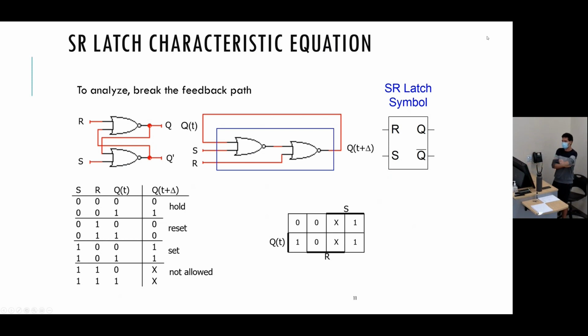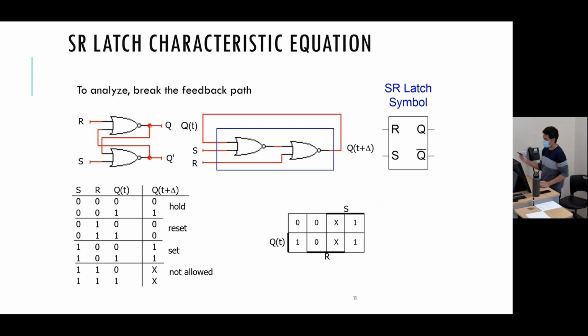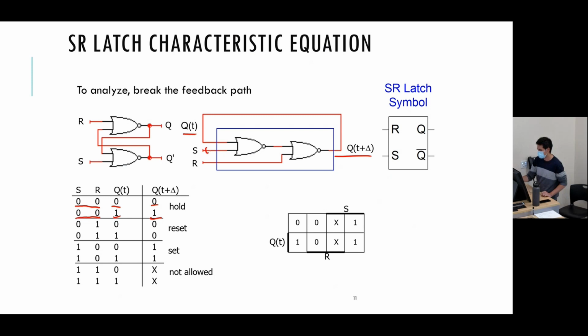So how can we analyze this in a cleaner way? Well, we break up our data path into these two time steps. So here we're calling it the new output, Q at time t plus some delta. And this is my previous output, Q at t. And now when set and reset are 0, and my previous output is 0, that means I'm just going to hold that 0. Same thing for set and reset are 0, my previous output is 1, I'm going to hold that 1. And we can follow this by just doing this. So if you had a 1 here, and your set and reset are 0, so 0 nor 1 is 0. And then 0 nor 0.